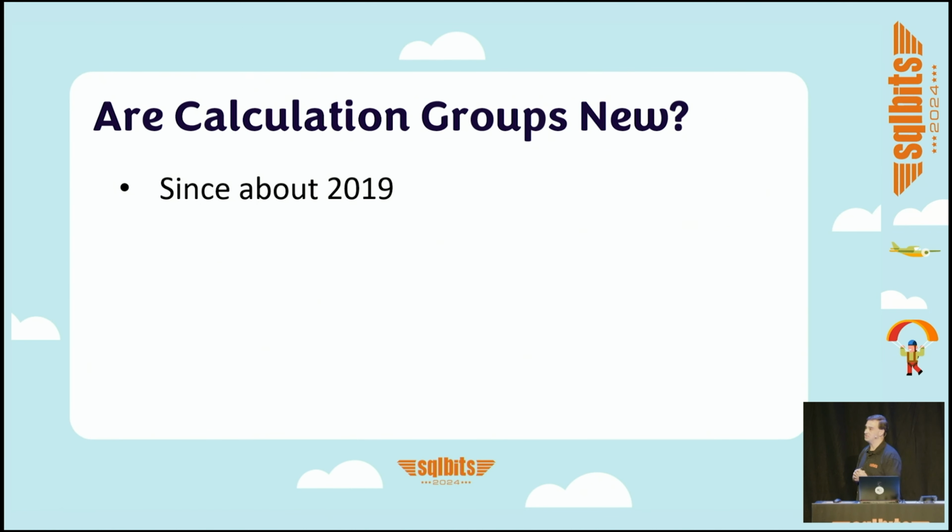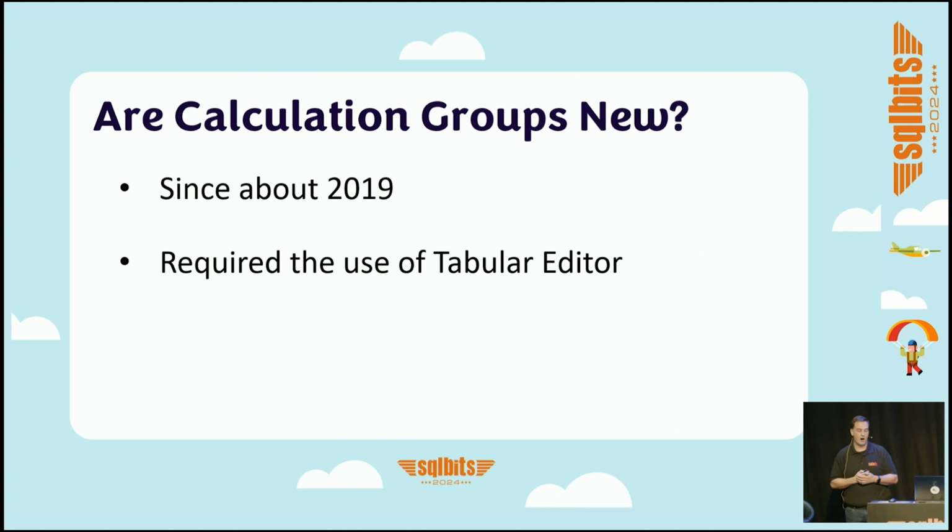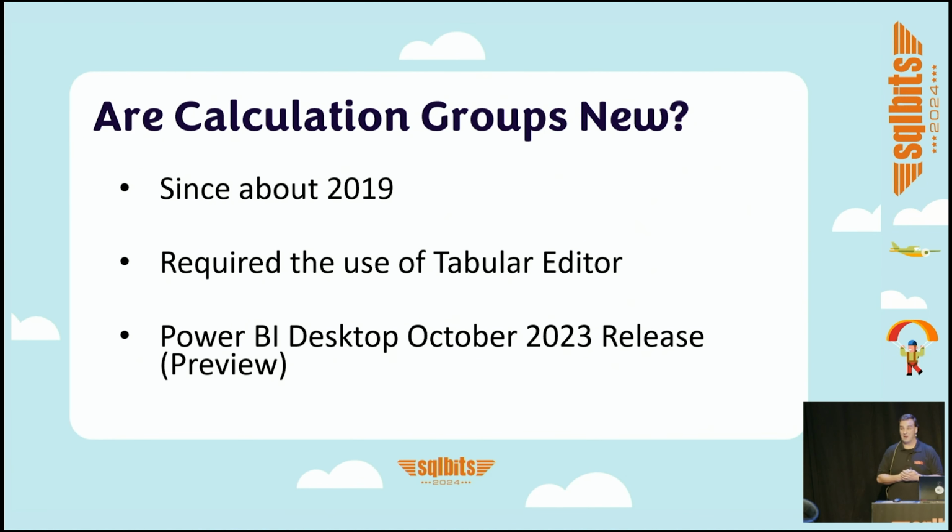Now calculation groups are new. It surprises a lot of people, and I know the dates are kind of argued a little, but around 2019 is when they were created. The problem was, up until recently, you had to use Tabular Editor. So when I first created this session, it was Tabular Editor only. That was the only way to do this. Now they're in Power BI Desktop.